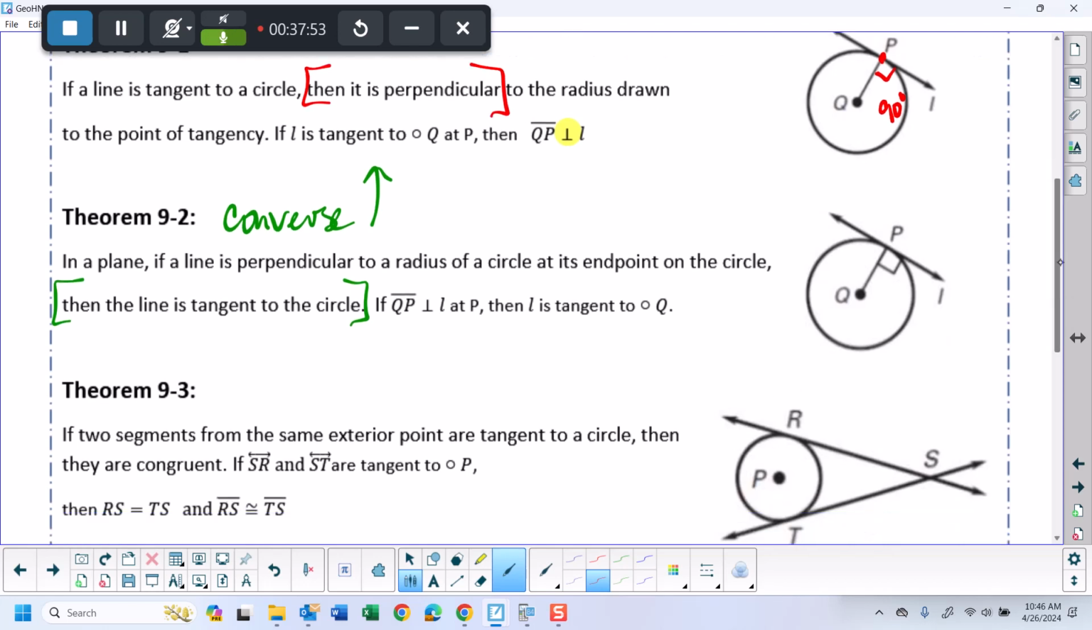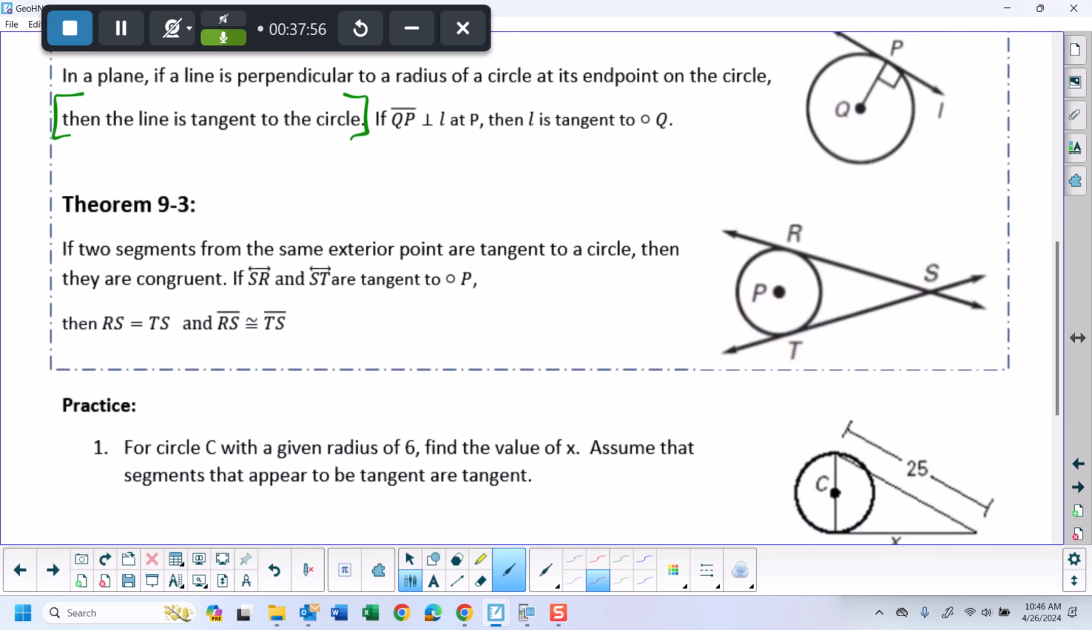So this one's pretty cool because it says if you have two segments from some exterior point, S, and they are both tangent to a circle, intersecting at R and intersecting at T, then these two segments are going to be congruent. We can go ahead and think ahead proof-wise and dig down into our geometry and see why we think that's true. Go ahead and draw on your notes a radius from the center to the point of tangency.